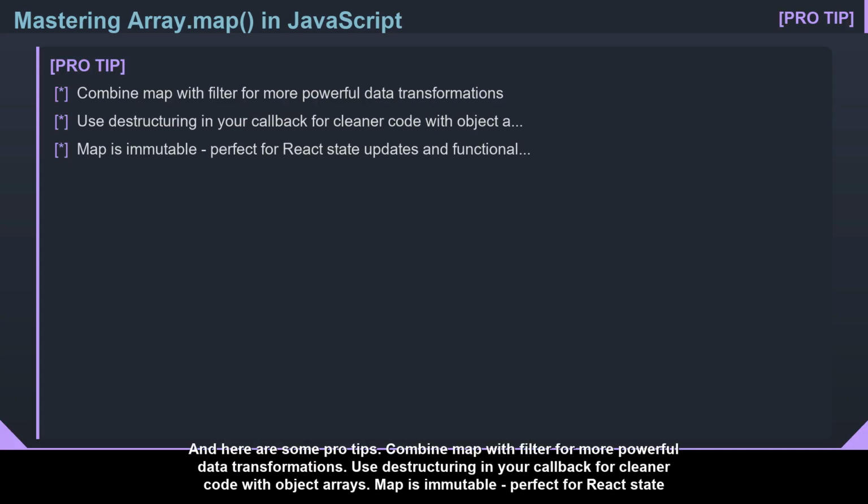And here are some pro tips. Combine map with filter for more powerful data transformations. Use destructuring in your callback for cleaner code with object arrays. Map is immutable, perfect for React state updates and functional programming.